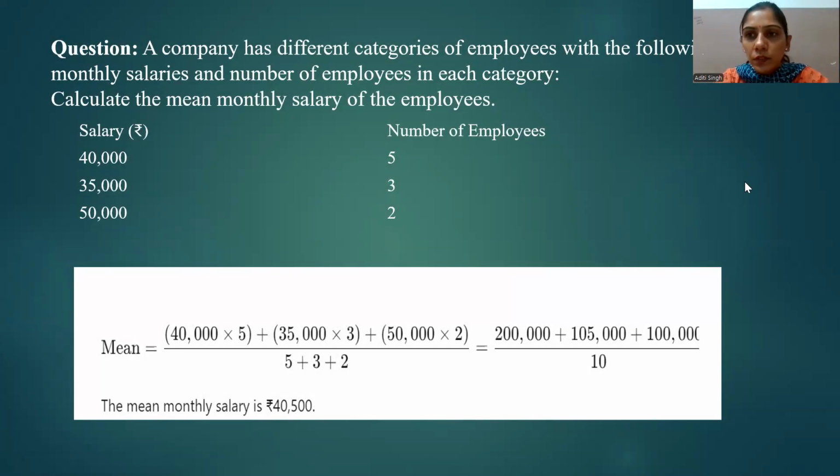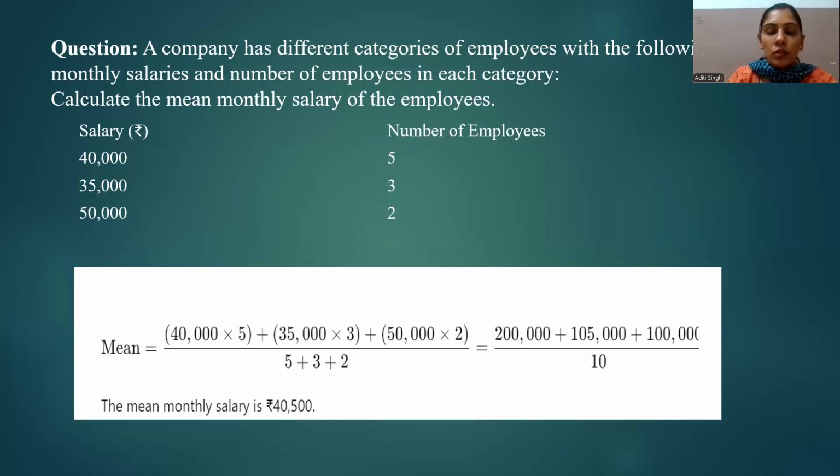So now we will start with statistical questions for better understanding of mean. Now we will discuss some questions of mean, so that we can gain more specific knowledge about calculating mean and about the understanding of mean. So we will start with our first question.